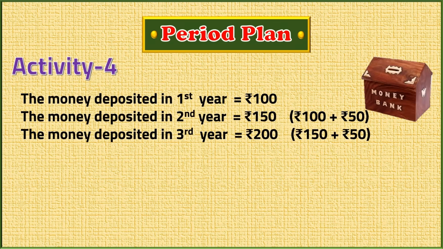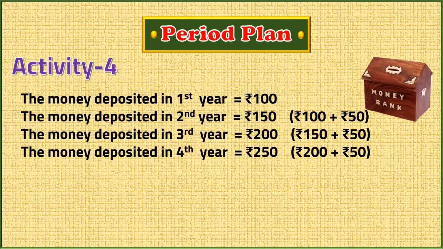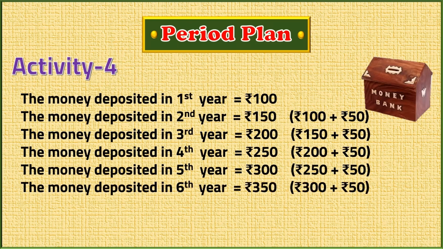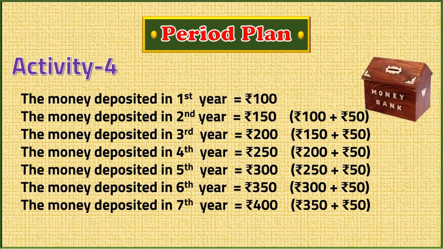Answer will be 200. In the fourth year, how much does he deposit if he keeps adding 50 rupees each year? The answer will be 250. What will be the deposit amount in the fifth year? 300 rupees. What will be the deposit amount in the sixth year? 350. What will be the deposit amount in the seventh year? The answer from the students will be 400 rupees.